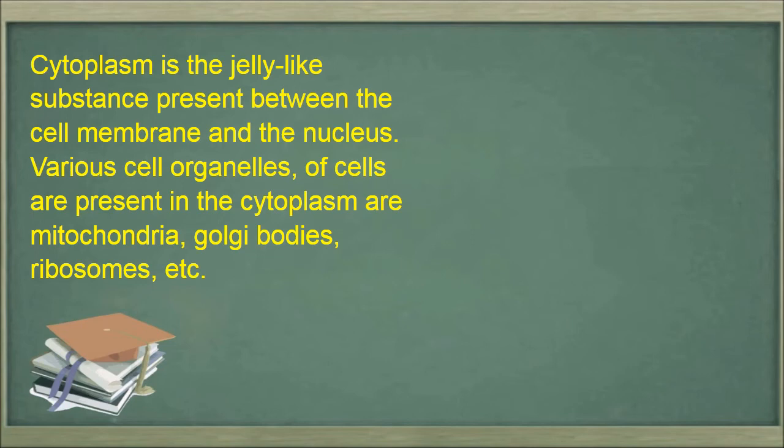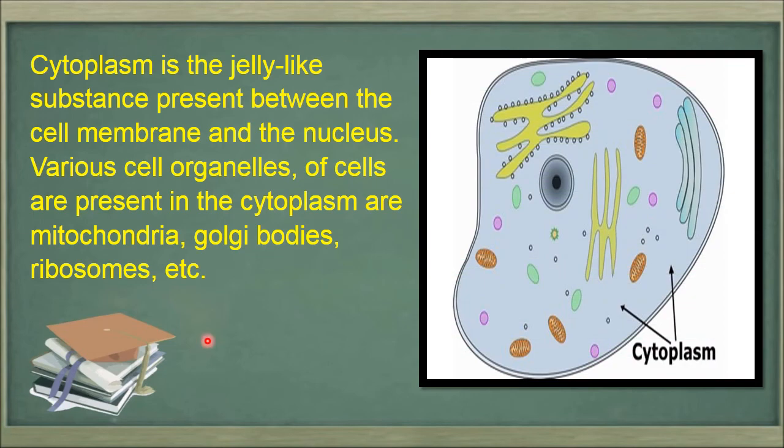Cytoplasm. So now let's look at the cytoplasm. What is cytoplasm? Cytoplasm is a jelly-like substance present between the cell membrane and the nucleus. Whatever is present between the nucleus and the cell membrane is called cytoplasm, and it is a jelly-like substance. Various cell organelles present in the cytoplasm are mitochondria, Golgi bodies, ribosomes, lysosomes, endoplasmic reticulum, and many such cell organelles are present here.